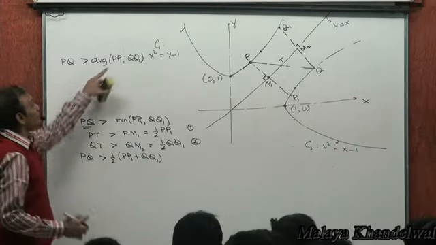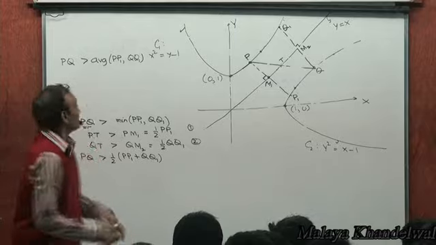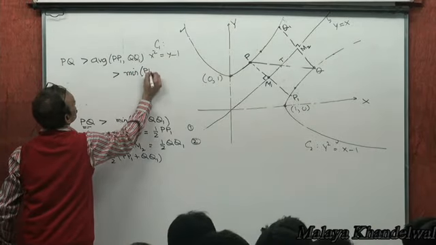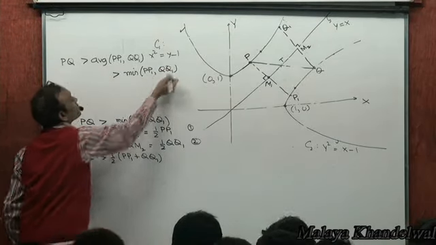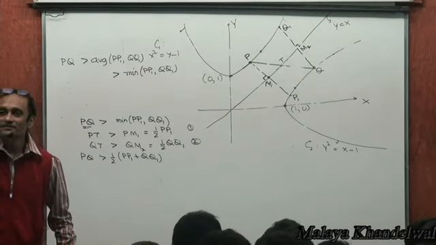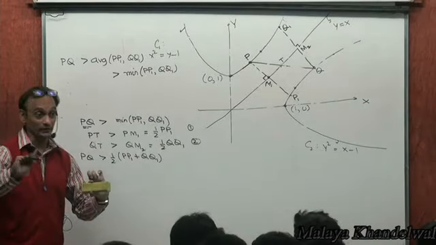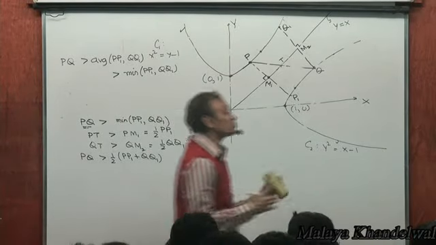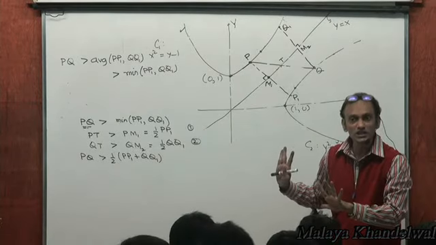But the average of two numbers will be greater than the smaller of the two numbers, but smaller than the greater of the two numbers. So PQ is greater than the smaller of PP1 and QQ1. Yes, sir. Which now brings us to something extremely important. So far so good, right? No issues with this.